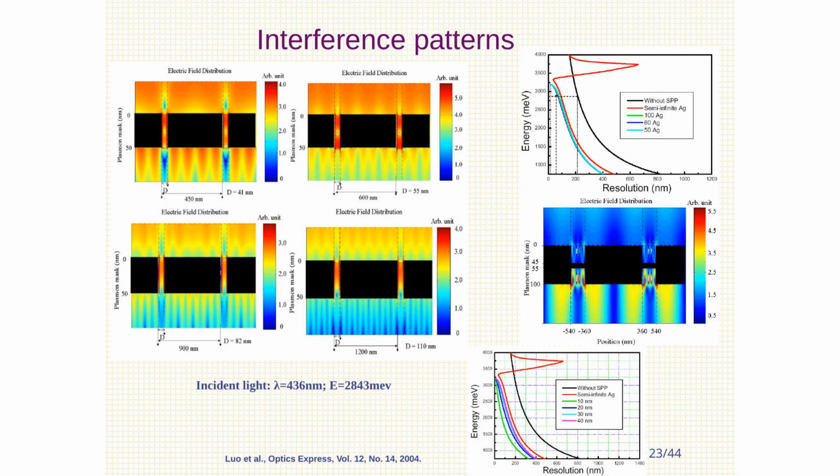Interference patterns arise when incident light at LFU 436 nanometers and energy E22843 millielectron volts interacts with the medium. Luo et al. demonstrated how these patterns can be manipulated to enhance optical properties, crucial for applications in photonics. Understanding these interactions is key to advancing technologies in optical communications and sensor development.